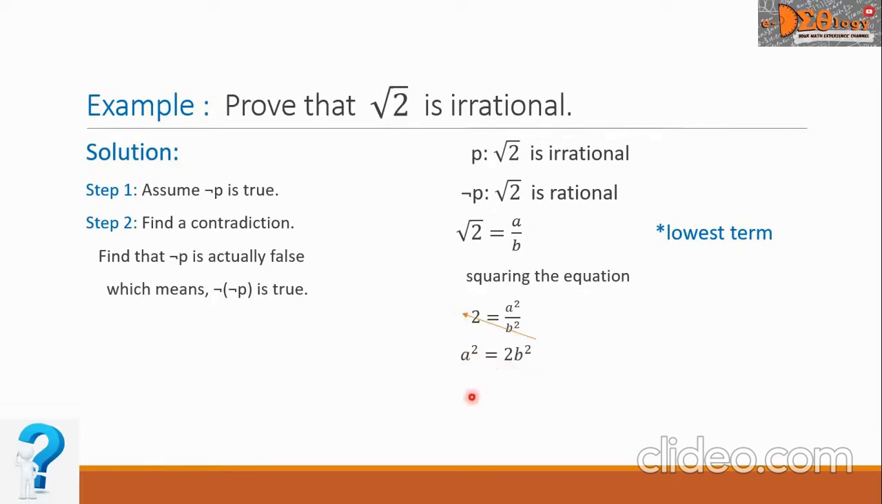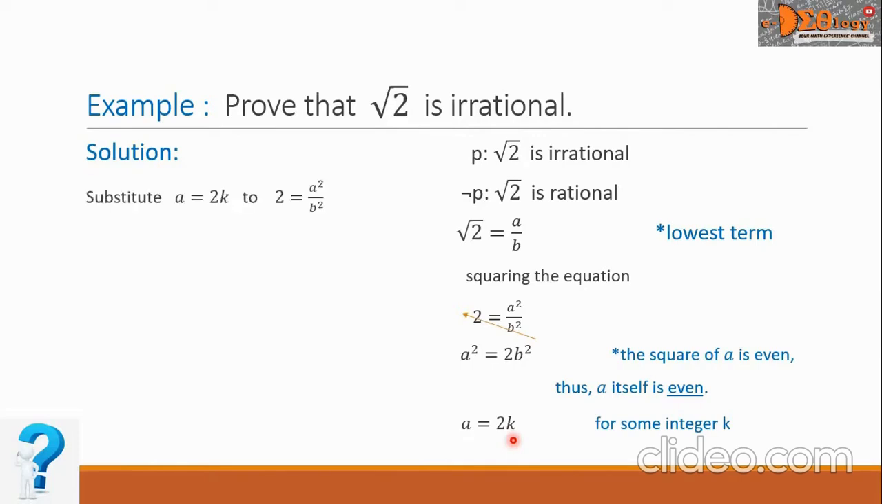The constant 2 with b square gives us the idea that the square of a is an even integer. Since a square is even, it follows that a itself is even. Given that a is even, we can now represent a equals 2k, where this k is any integer. Now let us solve for b. Let us substitute this a equals 2k to the equation here.